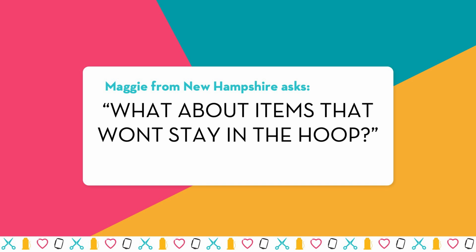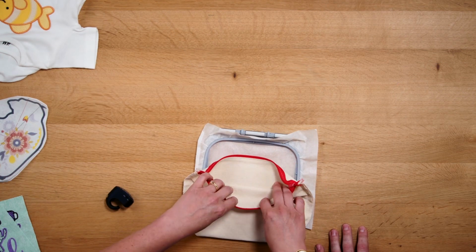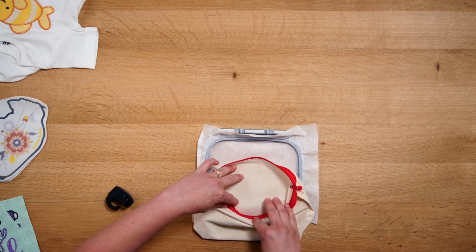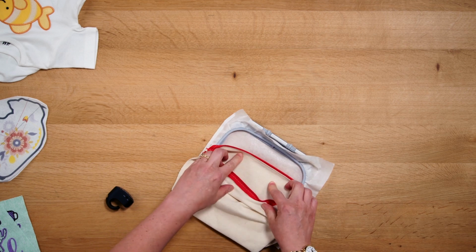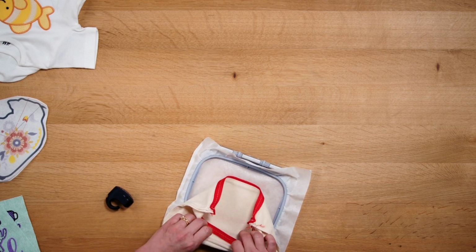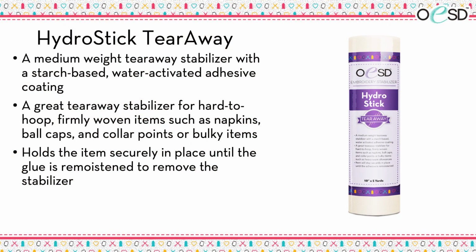Yes. So I do have an example. Imagine you were hooping and embroidering on a little zipper bag, right? You turned it inside out, and it's going to take some finagling. You're going to have to hold this part out of the way, but you need the part that's in the hoop to stay in the hoop. And if you were using a regular pressure-sensitive stabilizer, as you pull this, it's going to pull up out of the hoop. So we have a wonderful product called Hydra Stick. This is such a cool stabilizer, definitely an unsung hero. Hydra Stick is a medium weight tearaway, and it has a starch-based, water-activated adhesive coating, which sounds very elaborate. It's got some glue on it.